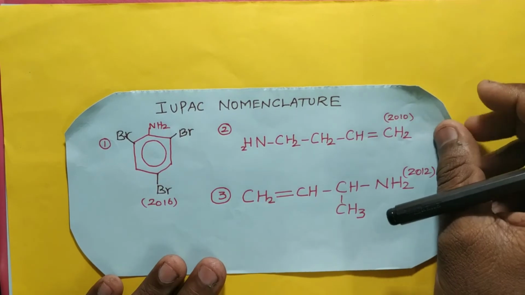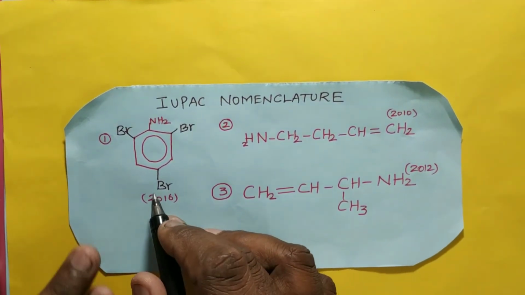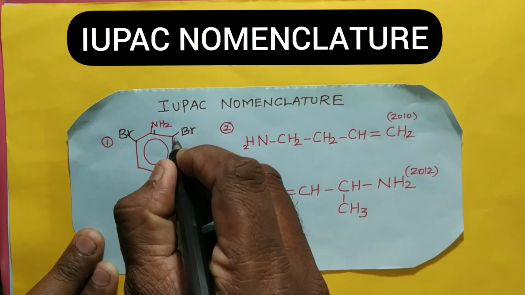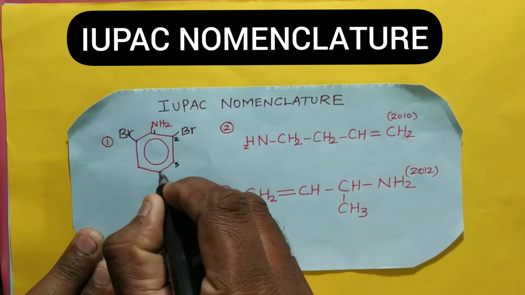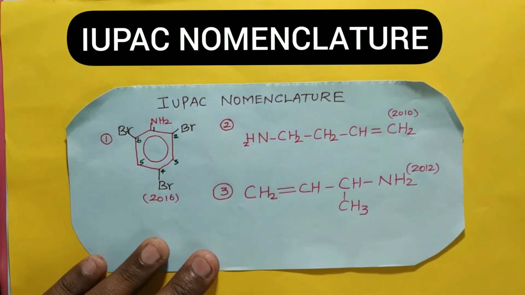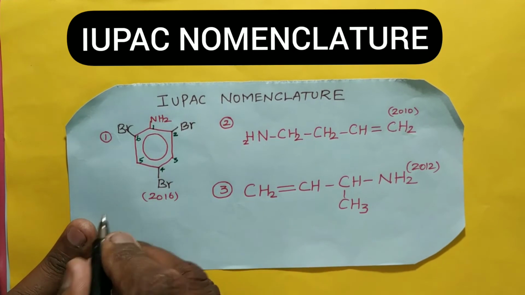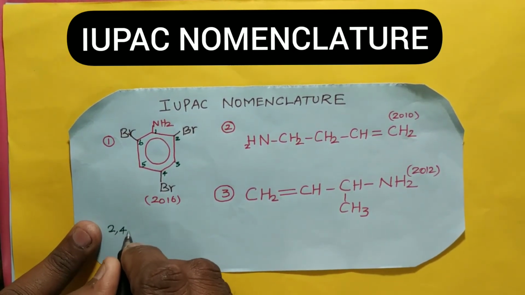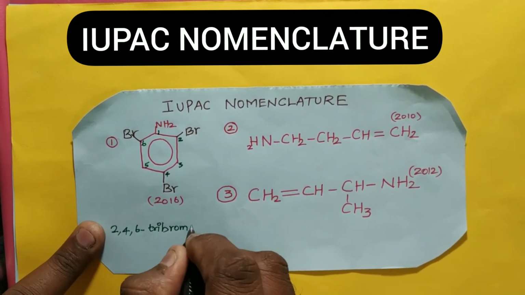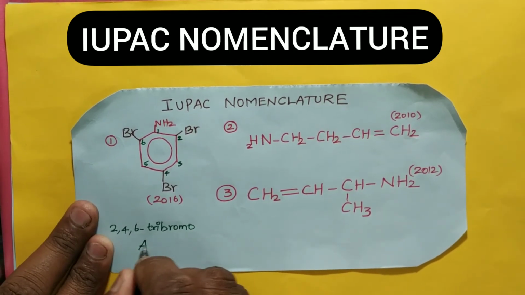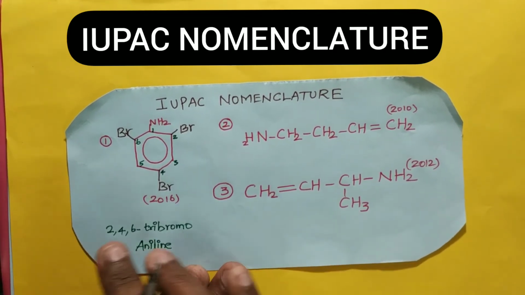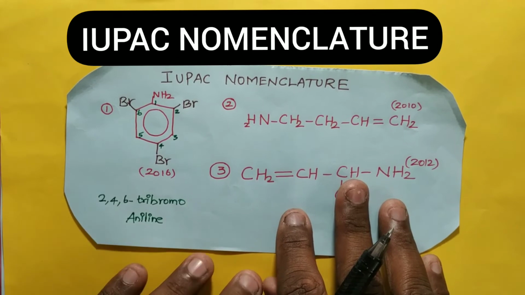What is that IUPAC nomenclature? So here they have given a structure. One aniline is given in that. The functional group is at position 1, then second position, third and fourth, here it is fifth, here it is sixth. Are you able to understand now? So here 2, 4, 6 tribromo aniline. That is the IUPAC name of the structure given, that is 2, 4, 6 tribromo aniline.